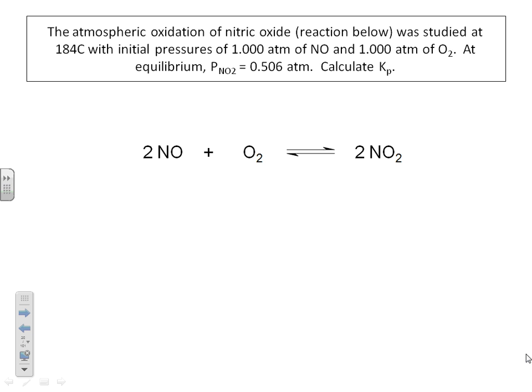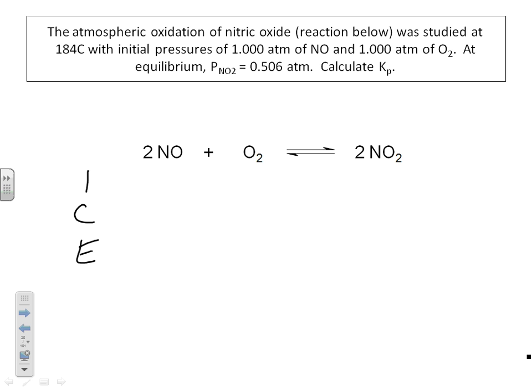So this question right here: the atmospheric oxidation of nitric oxide, reaction shown below, was studied at 184 degrees Celsius with initial pressures of 1 atmosphere of NO and 1 atmosphere of O2. At equilibrium, P_NO2 is 0.506 atmospheres. Calculate Kp. Remember, Kp is using pressure rather than concentration, but the process is exactly the same, meaning we've got the reaction, we want to fill in an ICE chart.